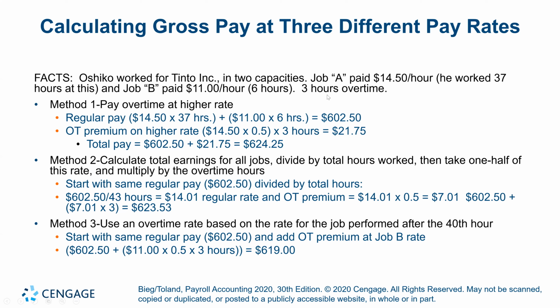Method 3, we use an overtime rate based on the rate for the job performed after the 40th hour. So if we completed job A first, and that one we worked 37 hours, then we moved on to job B, and that one we worked 11 hours.